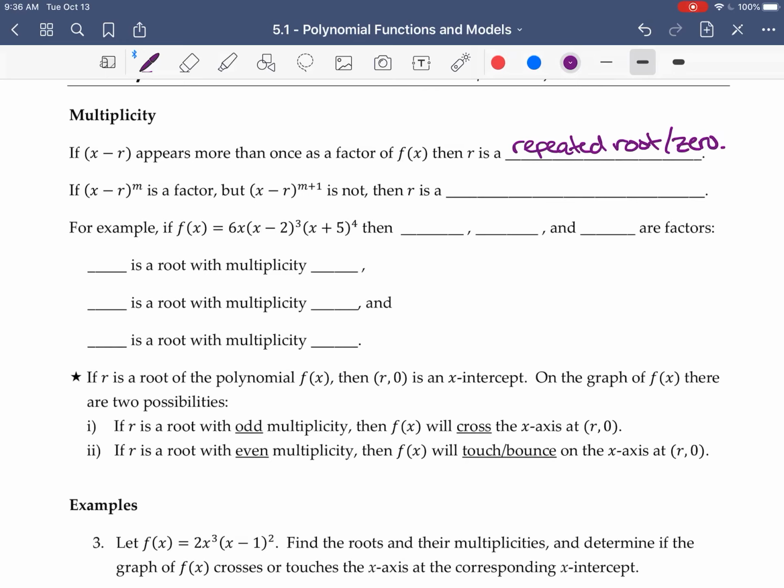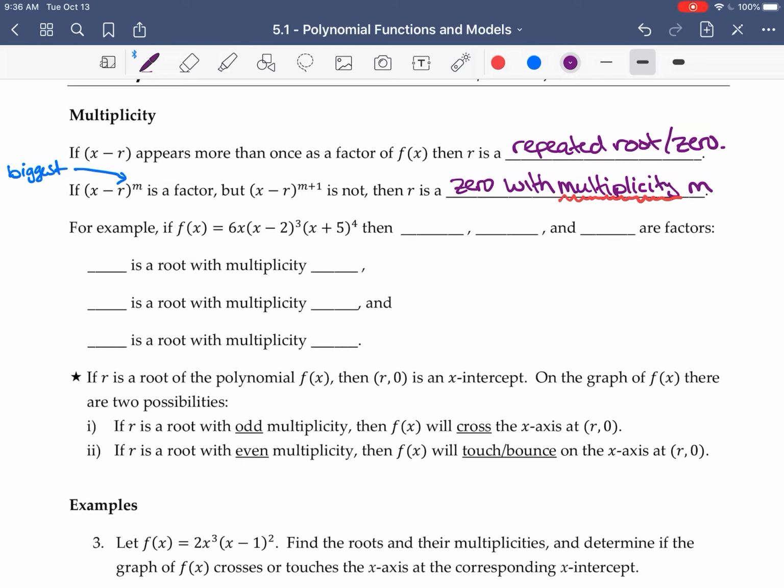So if (x − r)^m is a factor, but (x − r)^(m+1) is not, that basically just means that this is the biggest, the most number of (x − r)'s that you can factor out. Then we say r is a root, or 0, with multiplicity m. That's because it occurs m times.